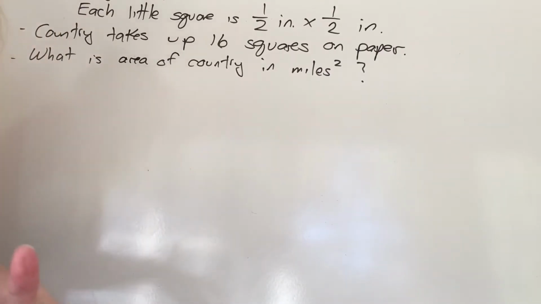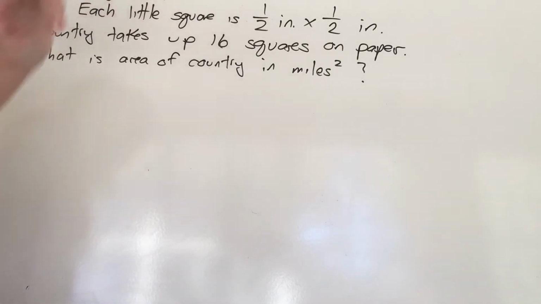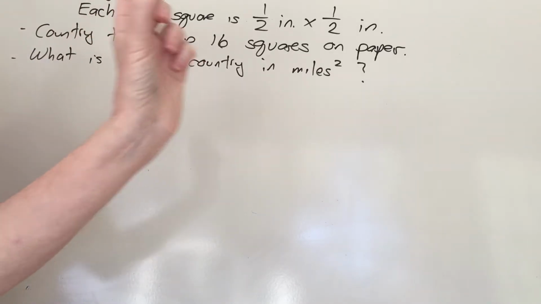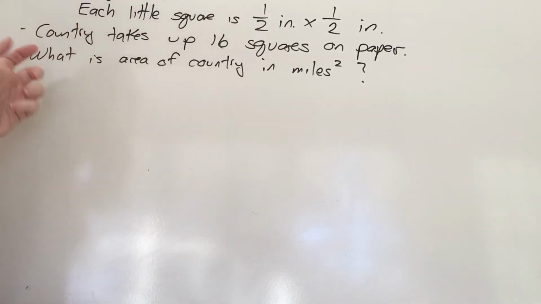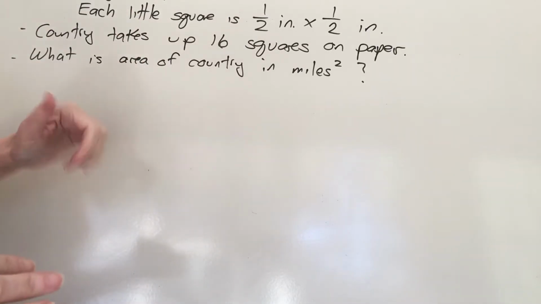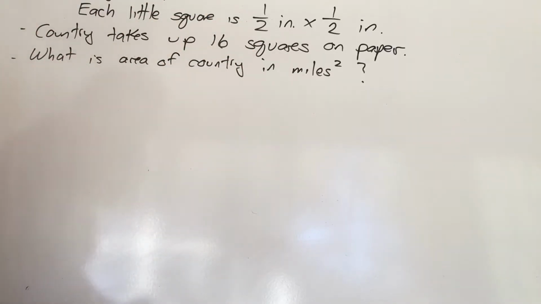I thought I'd give a little review for this quiz that I posted in this module. It's not too bad. So the first one is a problem about a map. In our map, 1 inch equals 100 miles, and you're using 1/2 inch graph paper, which is kind of big actually, but each little square is a 1/2 inch by a 1/2 inch. And you found out that when you put the graph paper over that map, the country took up about 16 of these little 1/2 by 1/2 inch squares. So what we want to know is what's the area of the country in miles squared.